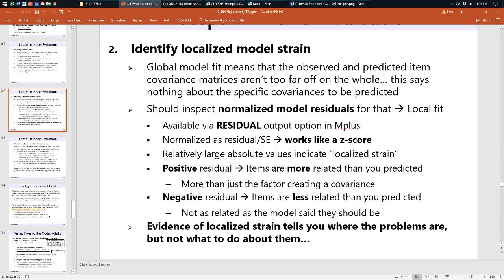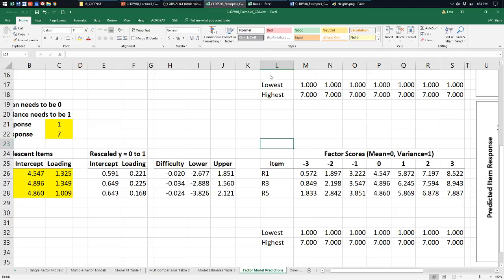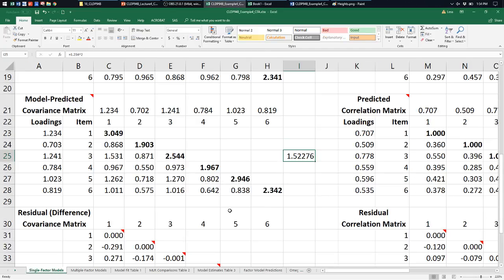So your textbook author, this is slide 52, calls this localized model strain. So a local misfit, that's what we're looking for here. We're trying to figure out where we're off. I have a pattern of covariance that's predicted by my model, and I've got the real one. I can literally take the difference and see where I'm off. I did do that, in fact, for sake of demonstration.